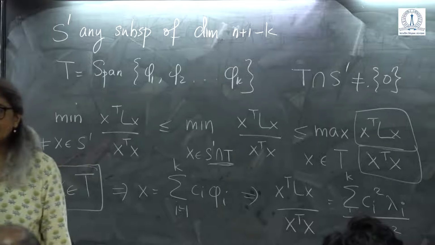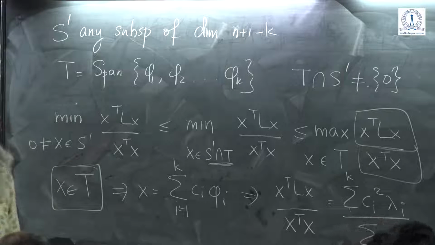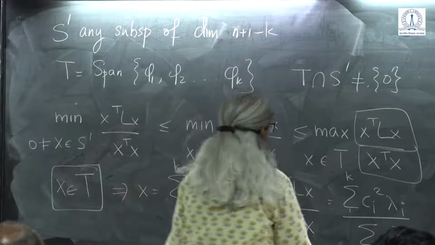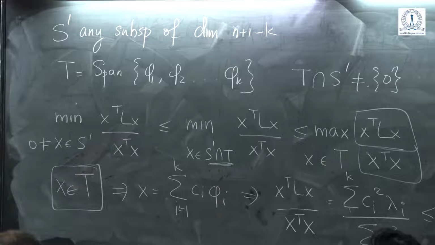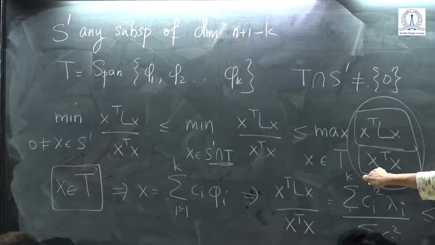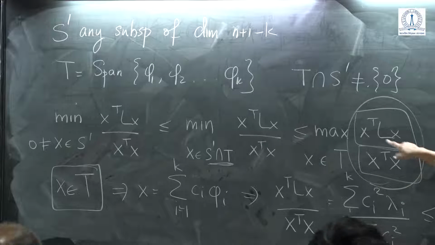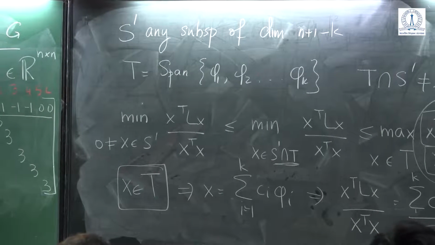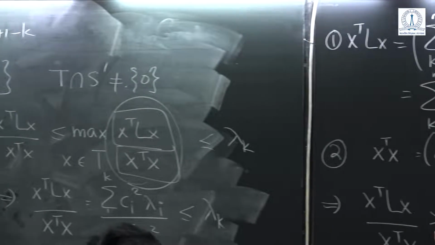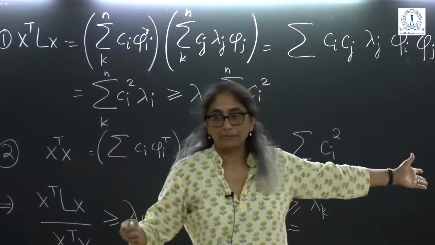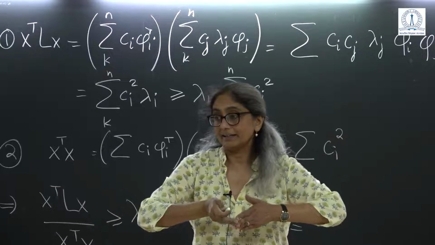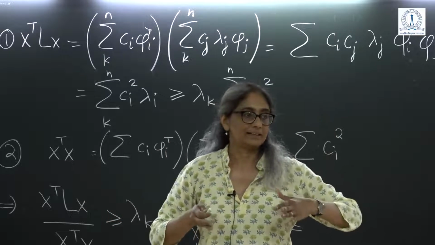Okay, so this is less or equal to lambda k. Exactly, because lambda k is the biggest thing. Okay, so what we just argued is that this Rayleigh quotient on T is at most lambda k. So the max of that Rayleigh quotient is also at most lambda k. So if I took an arbitrary S prime, I cannot make the Rayleigh quotient go above lambda k. And in the other particular S prime, we achieved lambda k. So we're done. So max of the min is lambda k.